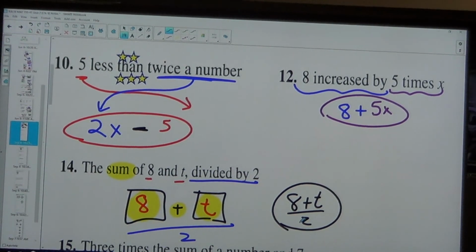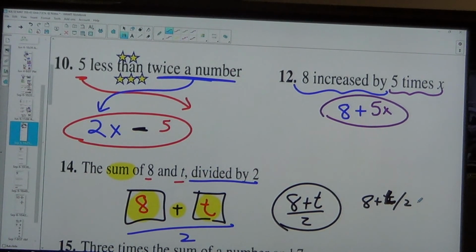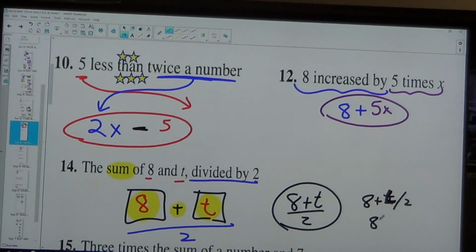Could you write it like this, 8 plus t divided by 2, side by side with the little divide sign? No. If you write it like that, you're going to have to use parentheses. Oh, okay. Because if you write it like this, technically you're only dividing the t by 2.